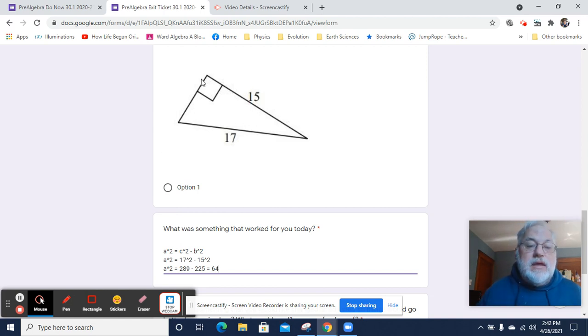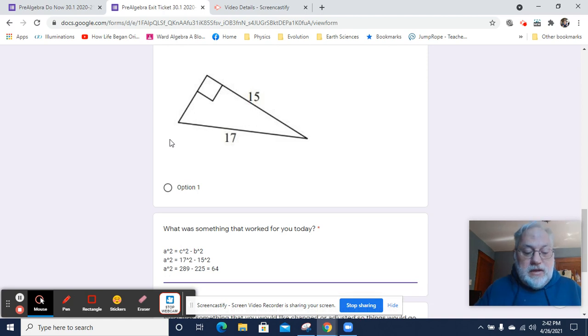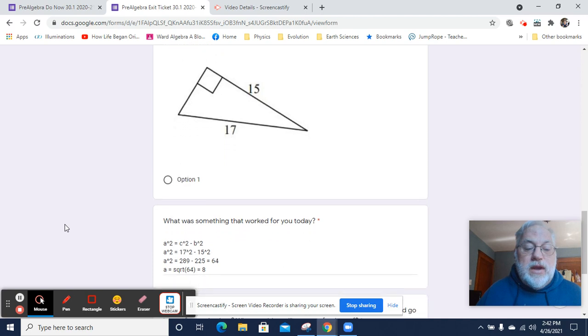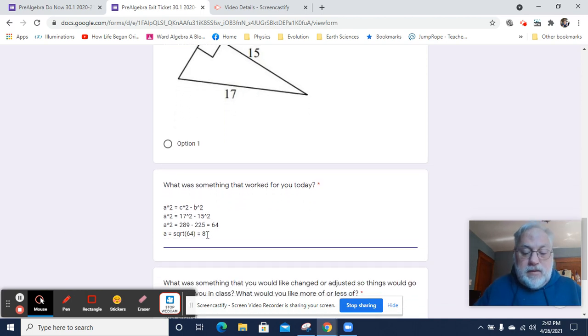So that tells me that this side has to be 8, because we're going to get the square root of A squared, which will be A, and the square root of 64, which will equal plus or minus 8, and we're only going to care about the positive. So we need the area of this thing, which means we've got a base of 8 and a height of 15. It's one half base times height, so it's going to be 8 times 15 over 2, which will equal 4 times 15, which will equal 60 square waffles.